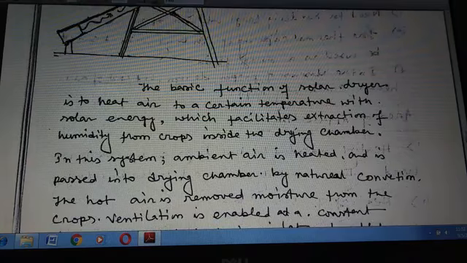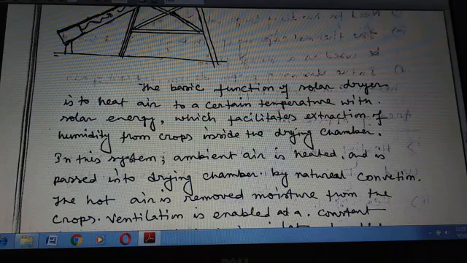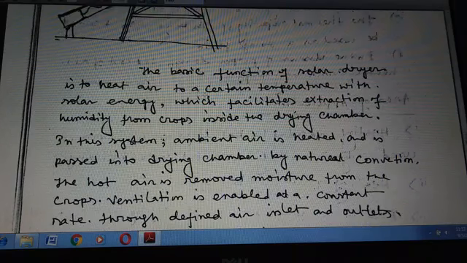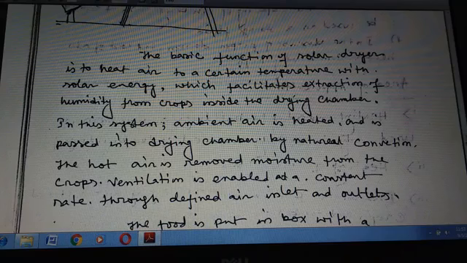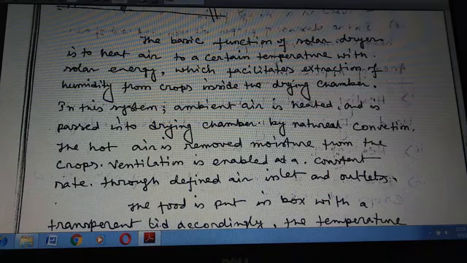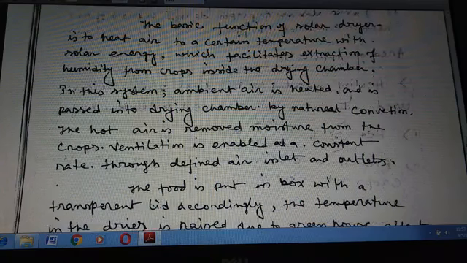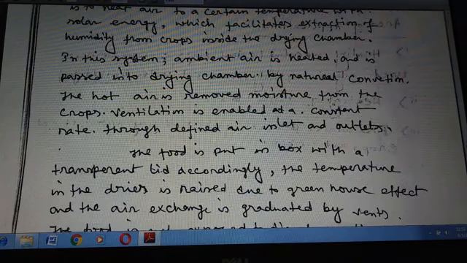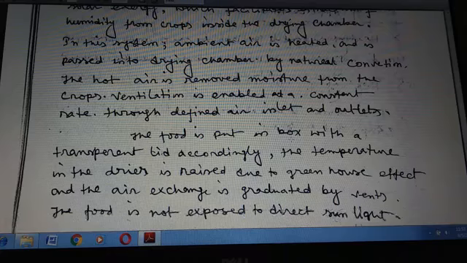The basic function of a solar drying system is to heat air to a certain temperature with solar energy, which facilitates extraction of humidity from crops inside the drying chambers. In this system, ambient air is heated and is passed into the drying chambers by natural circulation. The hot air removes moisture from the crops. Ventilation is enabled at a constant rate through a defined air inlet and outlet.